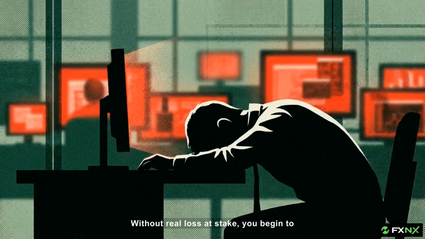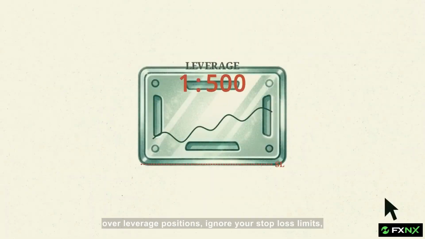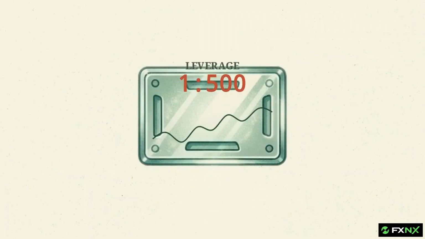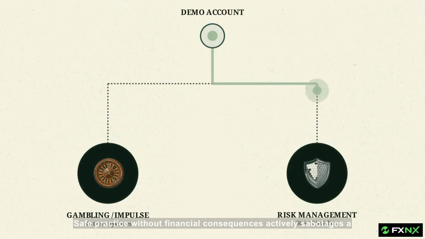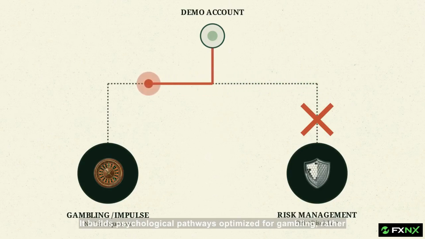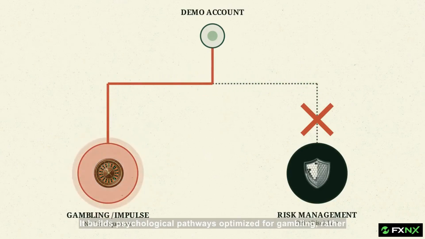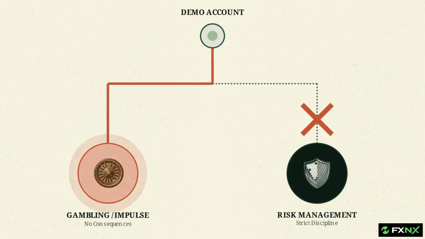Without real loss at stake, you begin to over-leverage positions, ignore your stop-loss limits, and engage in impulsive revenge trading to win back paper losses. Safe practice without financial consequences actively sabotages a trader. It builds psychological pathways optimized for gambling rather than strict risk management.